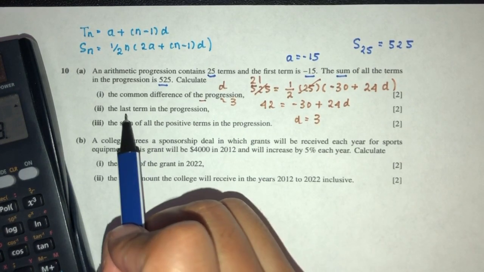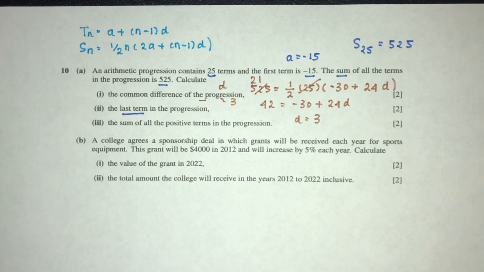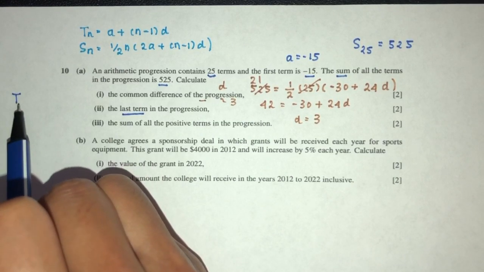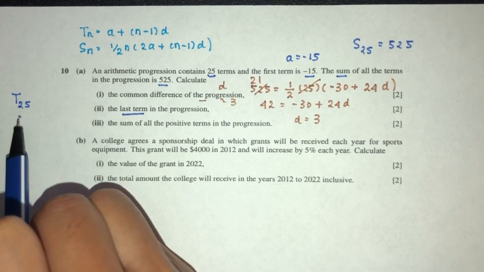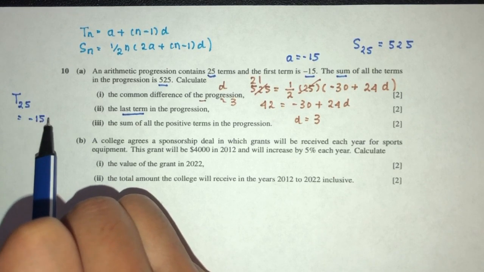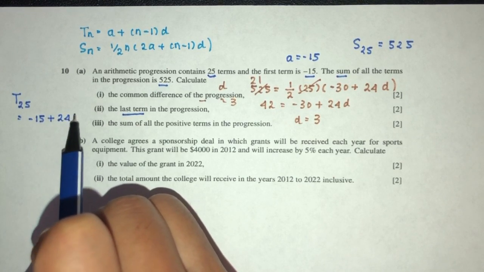Now we have to find the last term of this progression. So we know we have 25 terms. So obviously, the last term will be the 25th term. That should be a, minus 15, plus (n minus 1), which is 24, times 3.